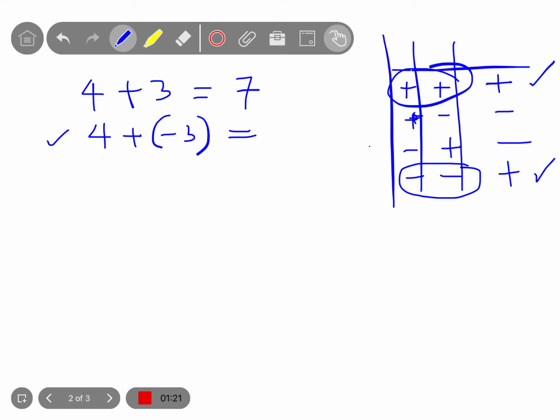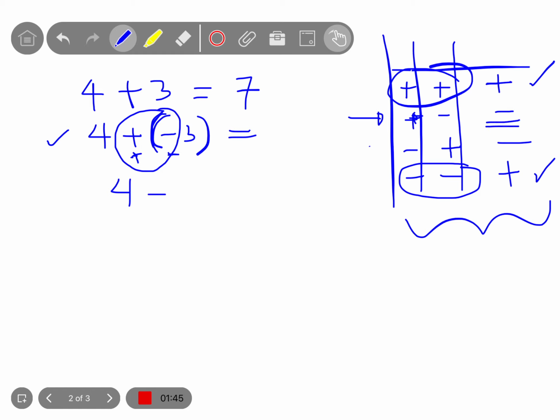Why I quickly reminded you about this table is because this particular bracket is another way of saying multiplication. You see a plus here and a minus here, and plus and minus is minus. So instead of this operation, you can substitute it with this minus. So minus 3. The answer is actually 1 then. 4 minus 3 is 1. Don't ask me how to do 4 minus 3. It's primary school mathematics, right?